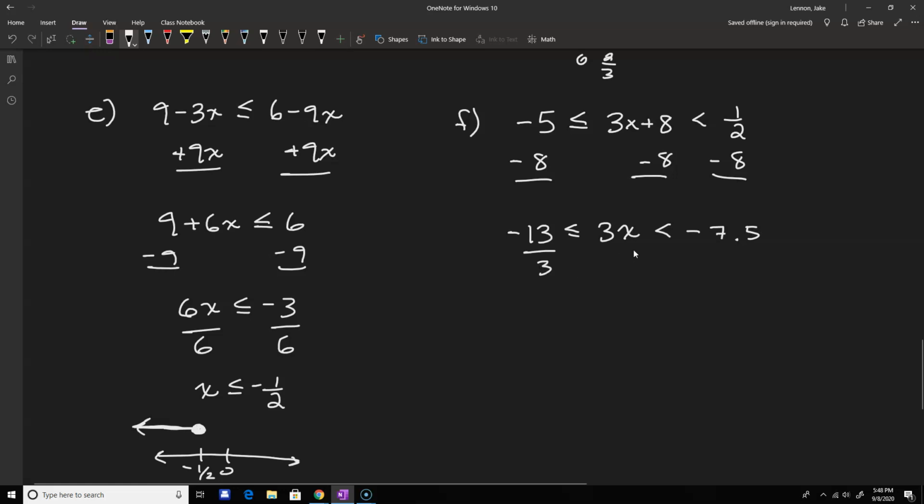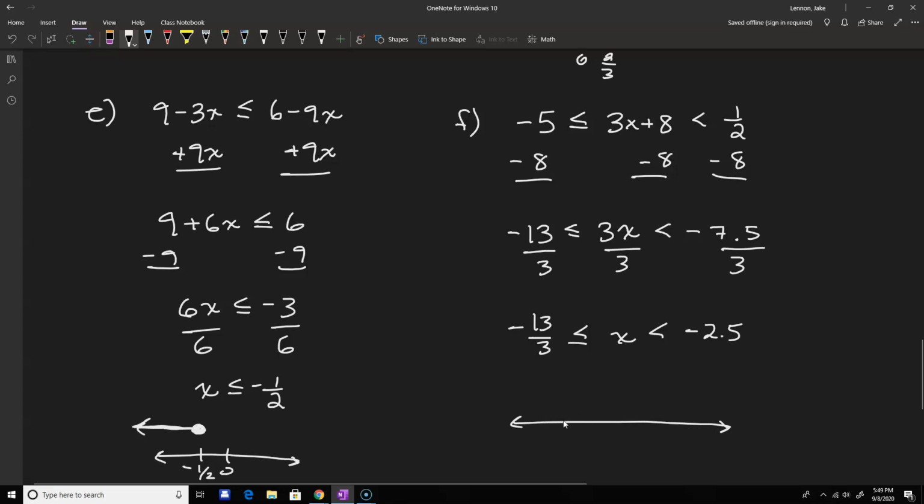So now we want to divide by 3, and again we're dividing by a positive number, so we don't have to worry about flipping. So we get negative 13 over 3 less than or equal to x less than, this is negative 2.5, which you could also represent as negative 5 over 2 if you want to do it as a fraction. But I don't mind if you use both here.